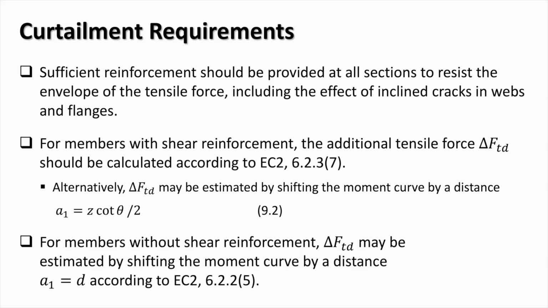For members without shear reinforcement, delta FTD may be estimated by shifting the moment curve by a distance of A1, which equals the effective depth of the section D.